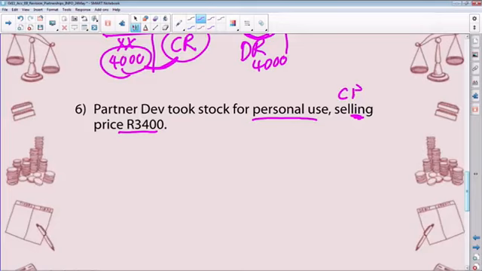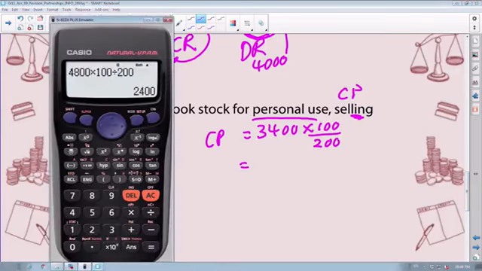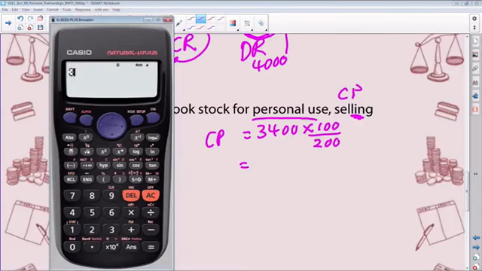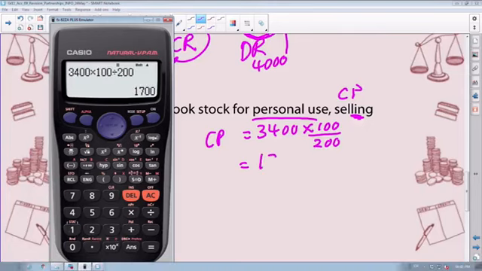So the first thing that we need to do is calculate what is the cost price of the stock that the partner is taking. Remember, guys, we've done one like this before. In order to get my cost price, I take my selling price, 3,400, I multiply this by 100, divided by 100 plus markup. Remember, the markup in this particular exercise was 100%, so I'm obviously dividing this by 200. It should be 1,700, but let's just get the calculator out. 3,400 times 100 divided by 200, which is obviously half of 3,400, to give us 1,700.